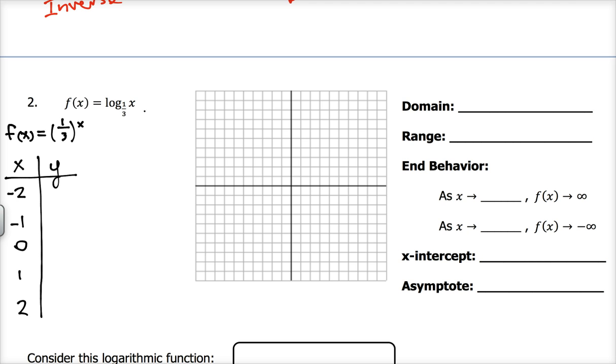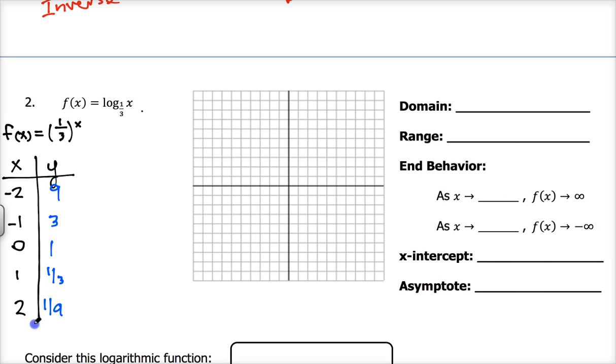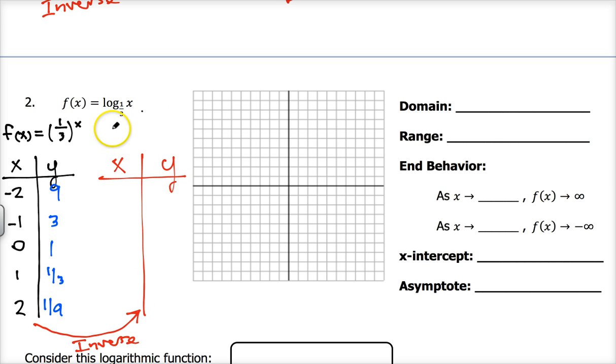And when we put in our exponents here, 1/3 to the -2 power is actually going to be 3 to the second, so that would be 9. 1/3 to the -1 is the same as 3 to the first, so that's 3. Our 0 power here will give us 1. 1/3 to the first is just 1/3, and 1/3 squared is 1/9. So now to get our table for our actual logarithmic function, we're going to flip these and do the inverse. So our table for f of x equals log base 1/3 of x is going to have the y values at -2, -1, 0, 1, and 2, and the x values will be 9, 3, 1, 1/3, and 1/9.